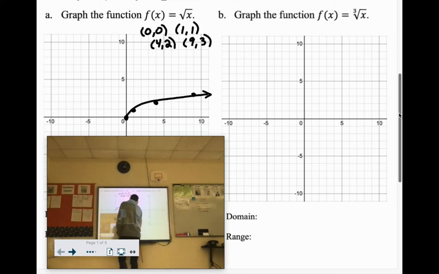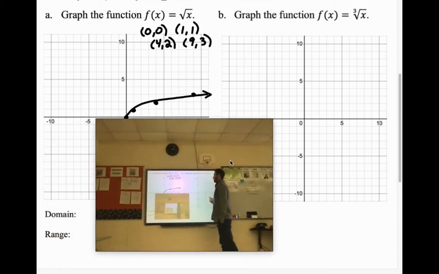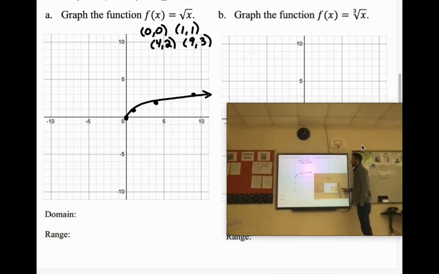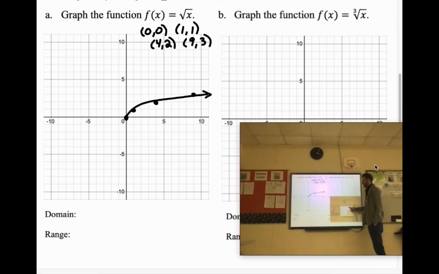Now we have to include the domain and range in this conversation. Remember, domain is asking, are there any limits on your x values?